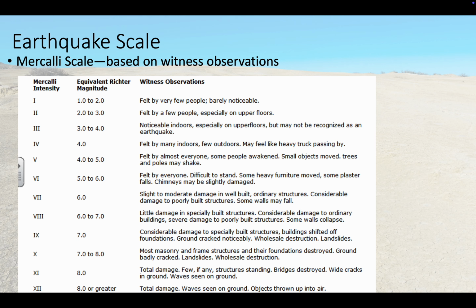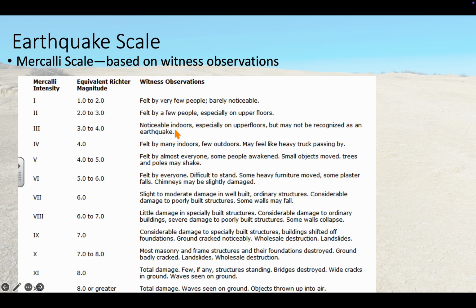The Mercalli scale is based on witness observations. So you'll see that we've got our intensity of 1 through 12 down here, and our equivalent magnitude, the Richter magnitude, is here. So 1 to 2, 2 to 3, and so on. These are a little bit different. Not terribly off, but obviously our Mercalli is going to have a more sensitive change, whereas our Richter is more severe. Witness observations, you can read through some of these, like the low levels, you're not really feeling them.